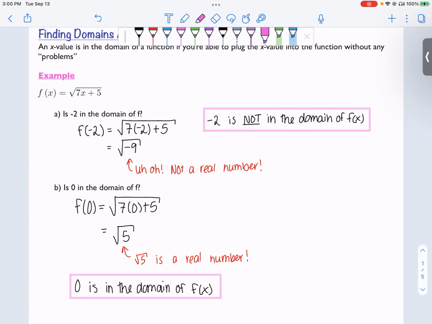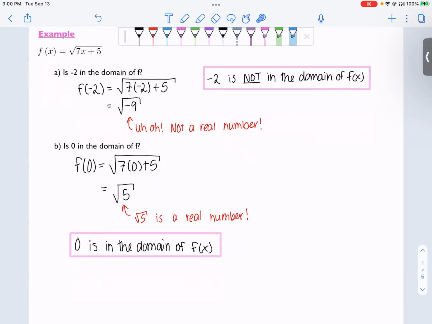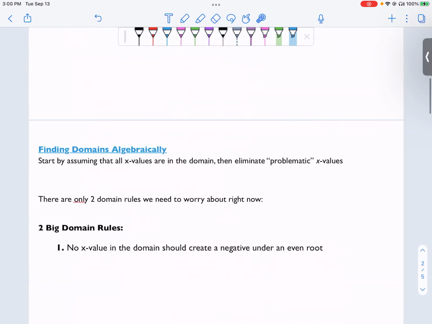So the question then becomes, how can we determine what numbers are in the domain of a function just by seeing the function in its function notation? You know, -2 wasn't, 0 was. Where does that break happen? Where do the x values start working and where do they start not working? That's what we're going to be talking about in this section. So let's scroll on down.